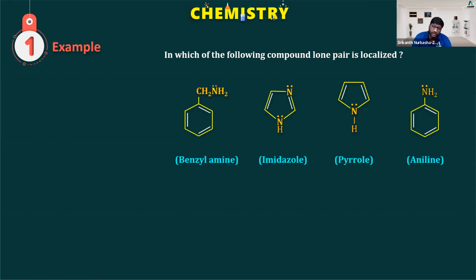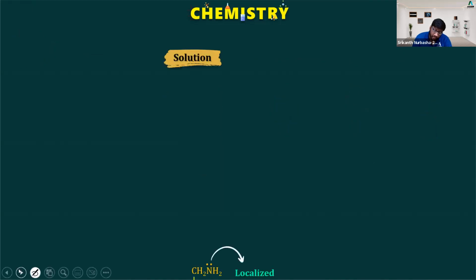No. The lone pair of electrons on nitrogen is not involved in the C=C double bond. So if you look at this lone pair of electrons on this nitrogen, that can be involved in resonance, that is delocalization. But the lone pair on this nitrogen is not involved in resonance. That means this is localized, this is delocalized. What about this? Delocalized. What about this? Delocalized. First one is localized.